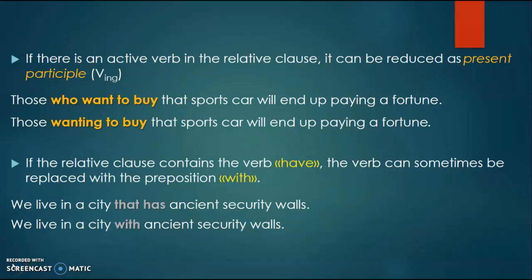Okay, let's look at the other ways of forming reduced relative clauses. If there's an active verb in the relative clause, it can be reduced as present participle or verb ing. Let's see the example. Those who want to buy that sports car will end up paying a fortune. Those wanting to buy that sports car will end up paying a fortune. Or, if the relative clause contains the verb have, the verb can sometimes be replaced with the preposition with. We live in a city that has ancient security walls. We live in a city with ancient security walls.